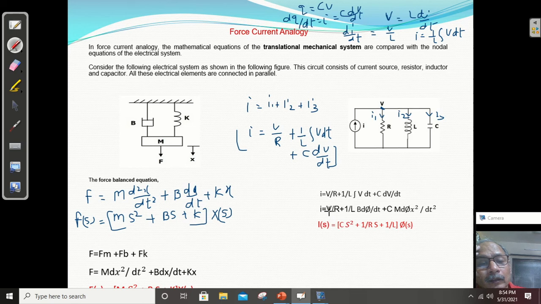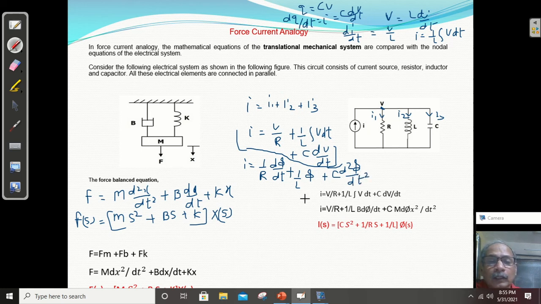Now V equal to what? V means 1 by R, and V is d phi by dt. So I equal to 1 by R d phi by dt plus 1 by L integration of d phi by dt which is phi, plus C, and here d phi by dt differentiated again gives d square phi by dt square. Okay, so we got it.